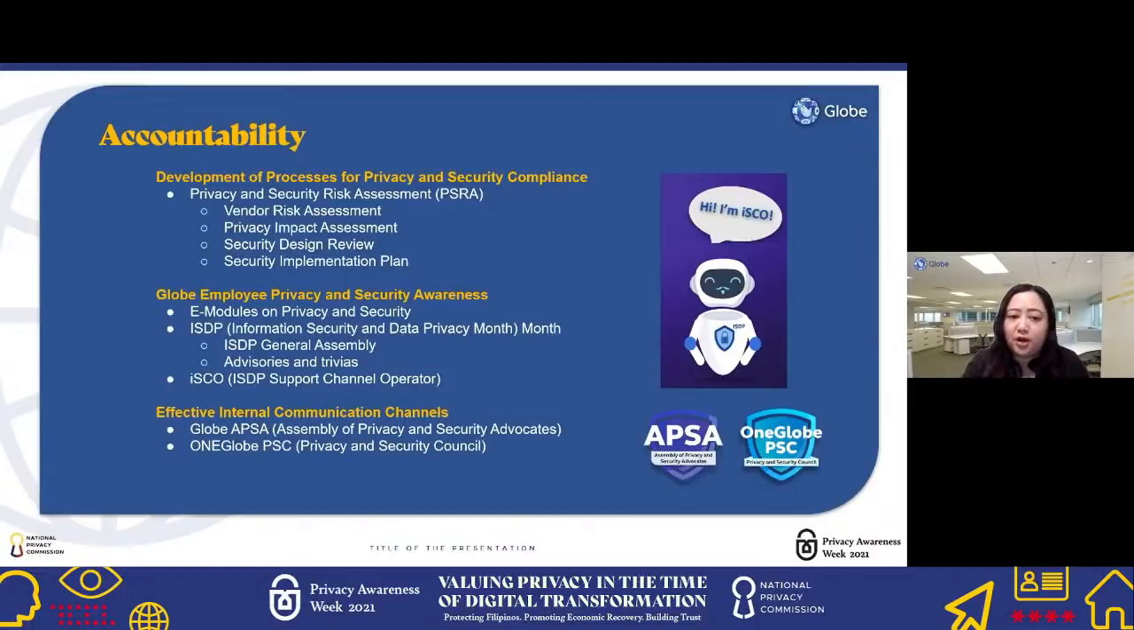You can see the parts of the PSRA process also in the slide before you, but moving forward from compliance, we also believe that there is a responsibility to make sure that our employees are properly equipped in terms of their knowledge for privacy and security. So how do we do that? We launched e-modules, which are mandatory for our employees to take on privacy and security. Last year, we had a completion rate of 76% out of our 8,000 employees, and we hope to build this percentage each year.